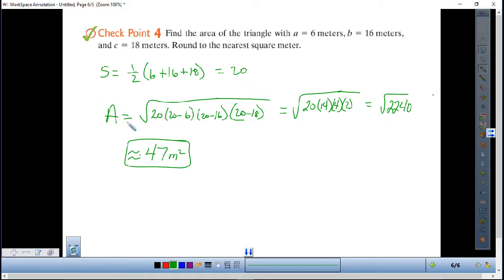All right, when we get into the area formula, we've got the square root of S times S minus A times S minus B times S minus C, which gives us 20 times 20 minus 6 times 20 minus 16 times 20 minus 18, the three sides of the triangle, which simplifies down to 20 times 14 times 4 times 2, which gives us 2240. When we multiply that out, the square root of 2240 gives me 47, and that is in square meters.